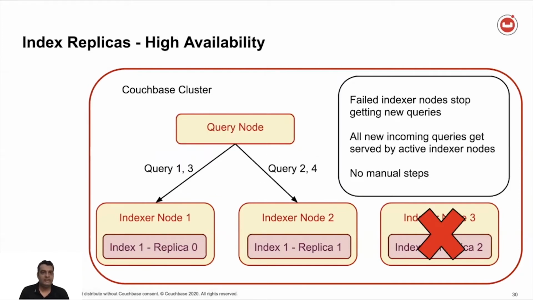Now let's see how index replicas provide high availability in Couchbase cluster. Let's take this example where there is one query node and 3 indexer nodes. If one of the indexer nodes goes down, which was hosting one of the replicas, at the time of serving, the query node will come to know that a particular query will not be served by indexer node 3. So it redirects that query to indexer node 2 or indexer node 1. In this particular case, there is again uniform randomness in distributing the queries across these two indexer nodes.